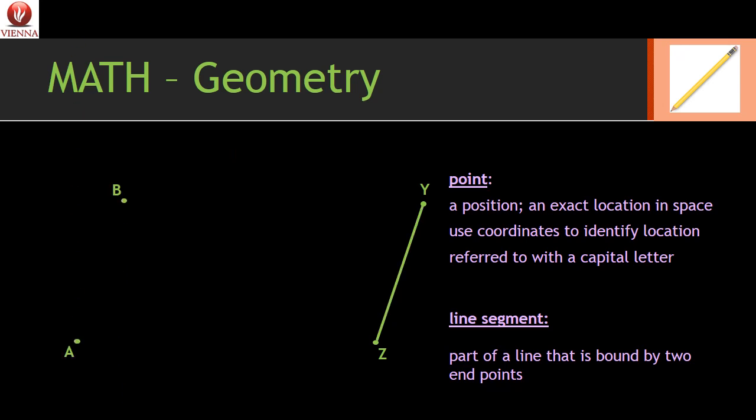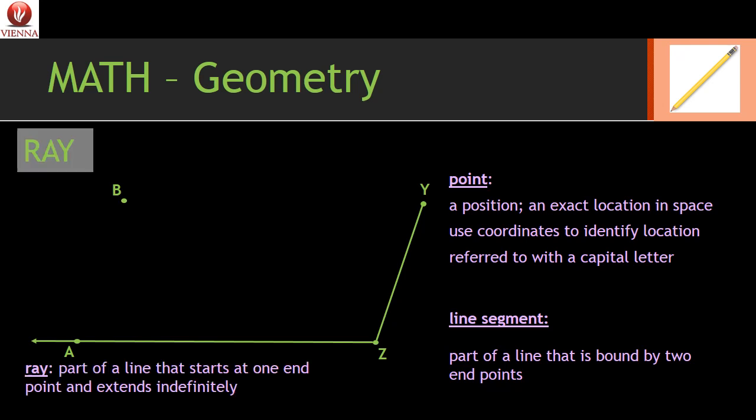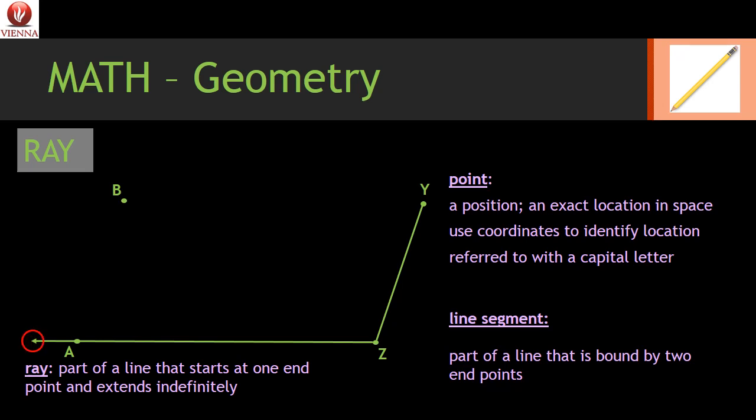So if we introduce a couple other points here, and now develop a relationship between points Z and A, we could connect them like this. This is not a true line because it doesn't extend infinitely in both directions. It's also, of course, not a line segment because it's not bound by 2 endpoints. So this is what's known as a ray. A ray is part of a line that starts at one endpoint and extends infinitely or indefinitely in one direction, as indicated by the arrowhead there.